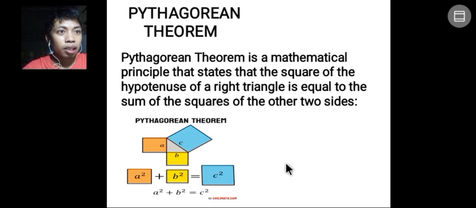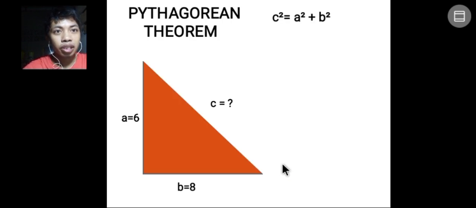So let's try, for example, if we have the opposite side equal to 6 and our adjacent side equal to 8. To find the value of our hypotenuse here, we need to substitute the values of a and b into the formula. So the formula we need to use is c squared is equal to a squared plus b squared. Then we need to substitute all the corresponding values.